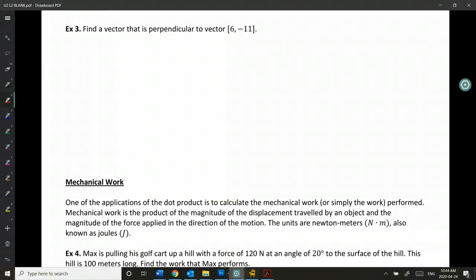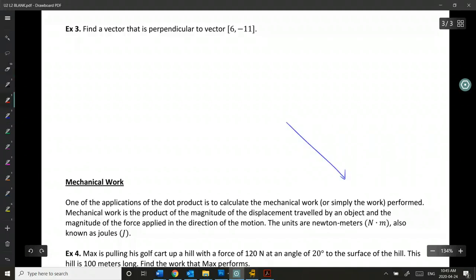Find a vector that is perpendicular to vector 6, negative 11. So we know from above that if one vector is perpendicular to the other vector, then they create a dot product of 0. So there are many vectors that would actually be perpendicular because if I have 6, negative 11, say I have this vector, I guess it would be going in this direction.